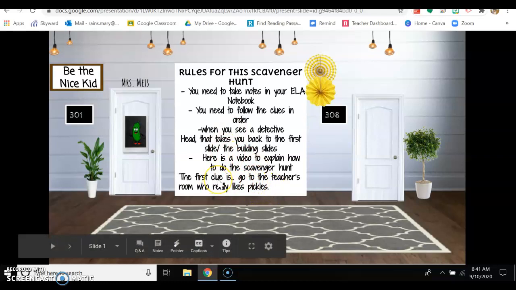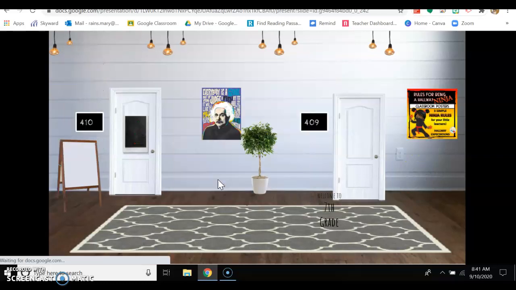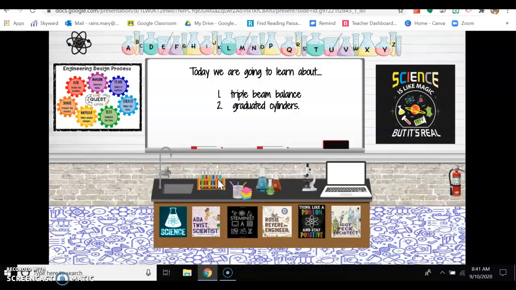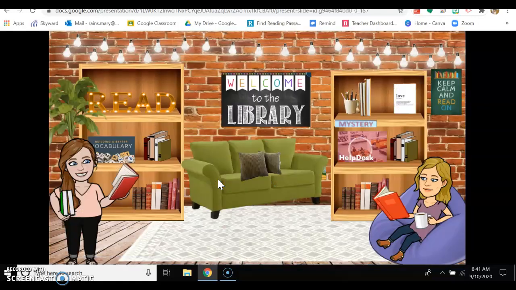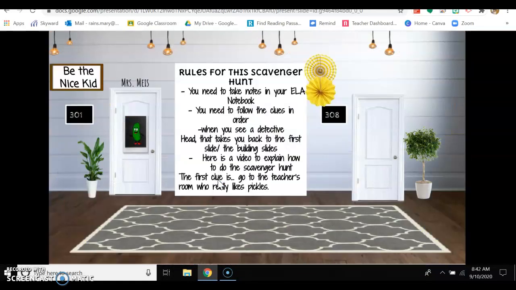The first clue, so I even gave you guys the first clue right here, is to go to the teacher's room who really likes pickles. So most of you guys in Blue Pod know that Miss Mice is obsessed with pickles. She loves to eat pickles. I mean, don't we all? But that's one of her things.